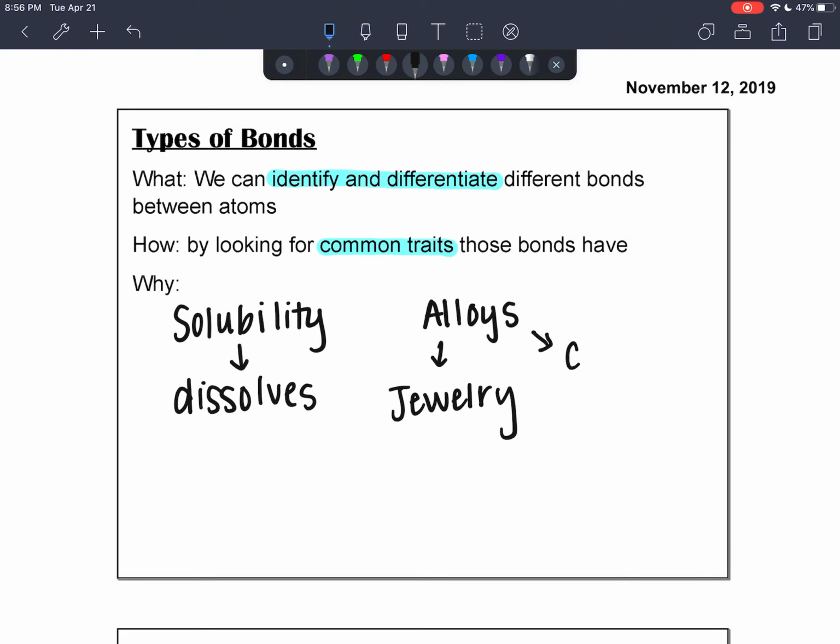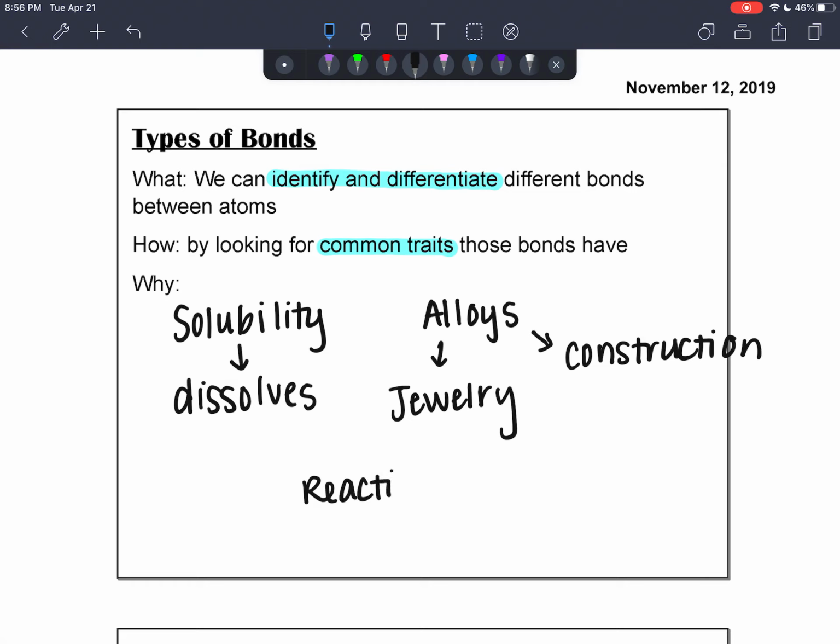Jewelry, construction, or even electronics. We don't use pure metals. We use these things called alloys that are mixtures of metals, and it has to do with the type of bonding that occurs. It even explains things like reactivity.